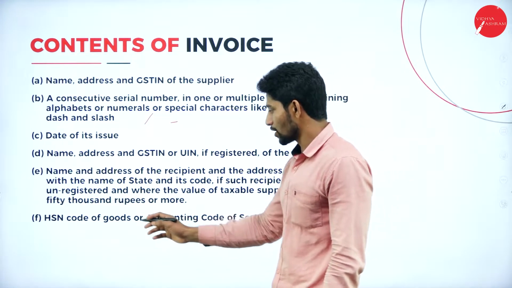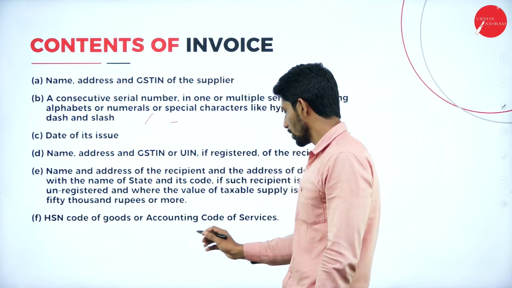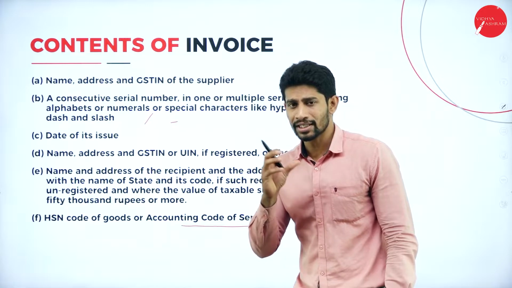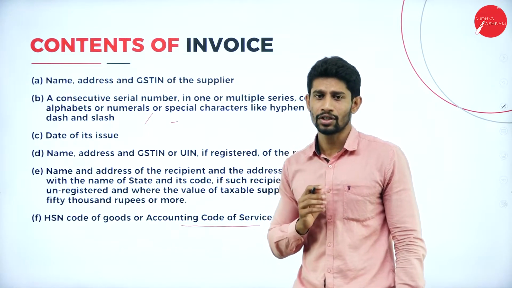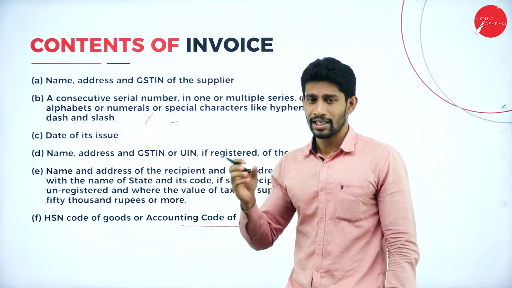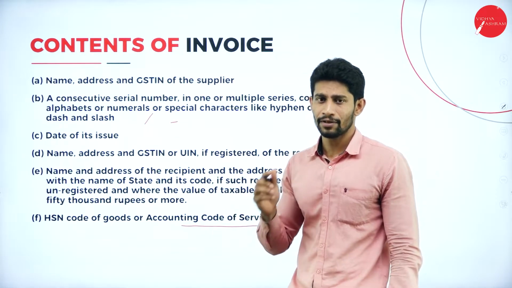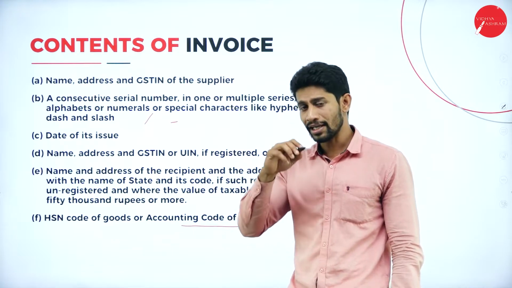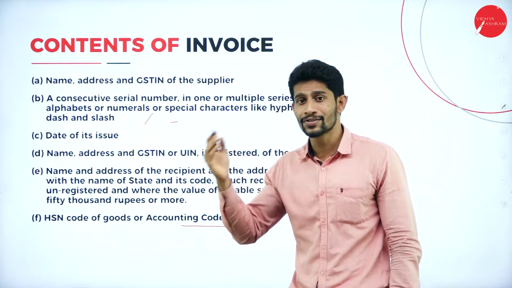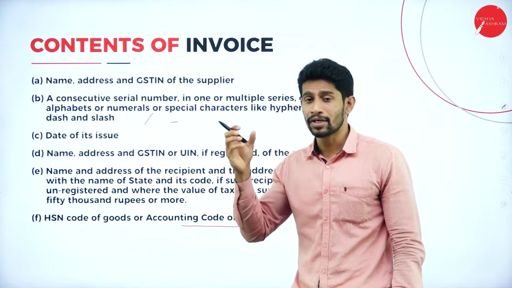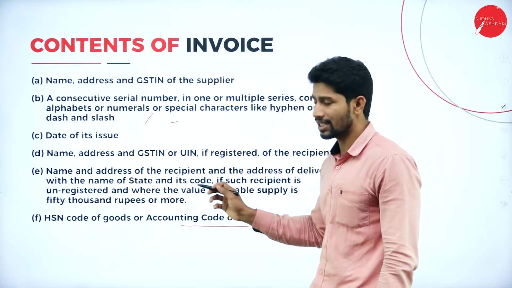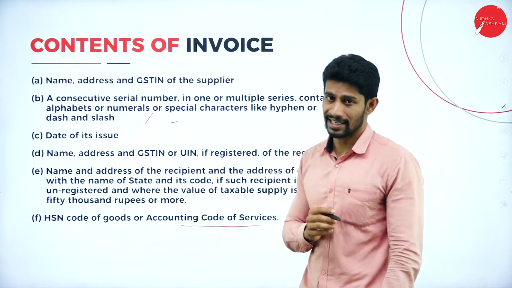Next, HSN code of goods or accounting code of services. Yes, a unique number is given by the GST authority to each and every good as well as service. If any good is sold, for example, if a pen is sold, a different HSN number will be given to that pen. If a camera is sold, if a phone is sold, a different, unique number will be given to that product, and you can easily find that information in the tax invoice.